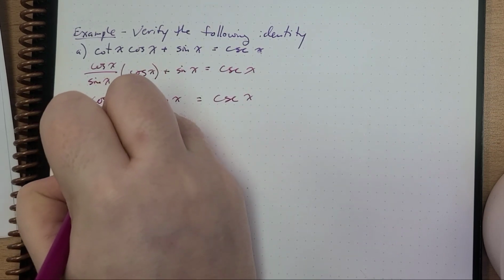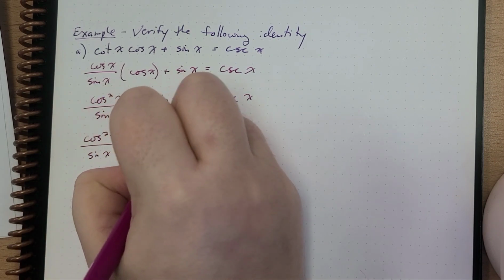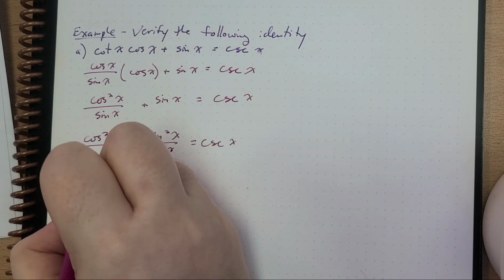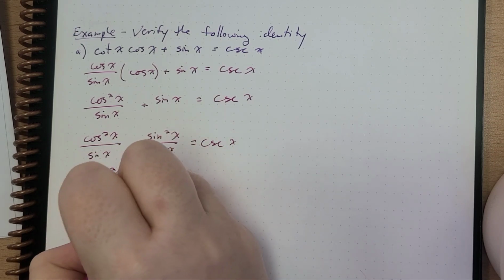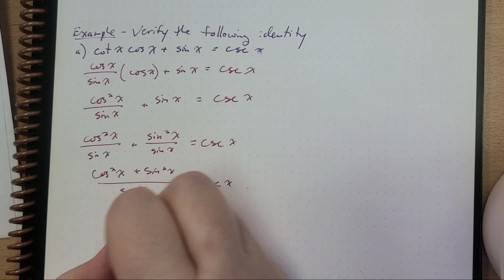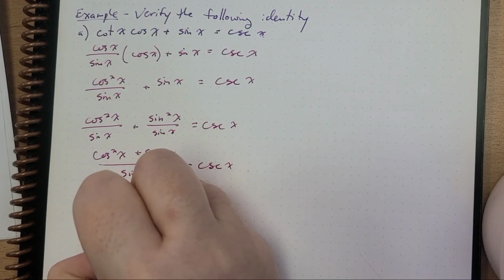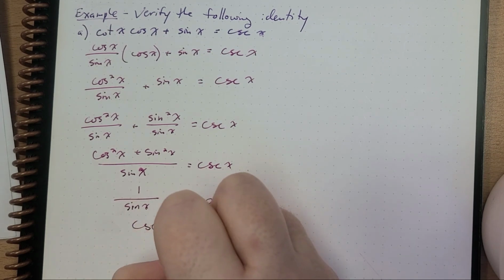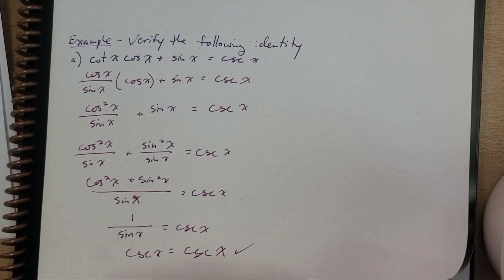So this becomes cosine squared of x over sine of x plus sine squared of x over sine of x equals cosecant x. Well, this is cosine squared of x plus sine squared of x over, sorry, just sine of x, is equal to cosecant x. Well, cosine squared plus sine squared, that's just 1, right? That's our Pythagorean identity. So this is 1 over the sine of x, which is equal to cosecant x. So cosecant of x is equal to cosecant of x. All right, we did it. We verified. All right, let's do a few more examples here.